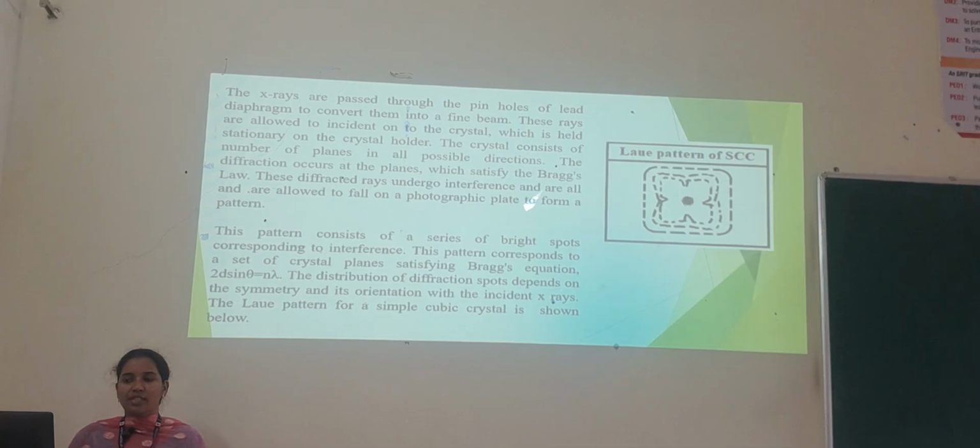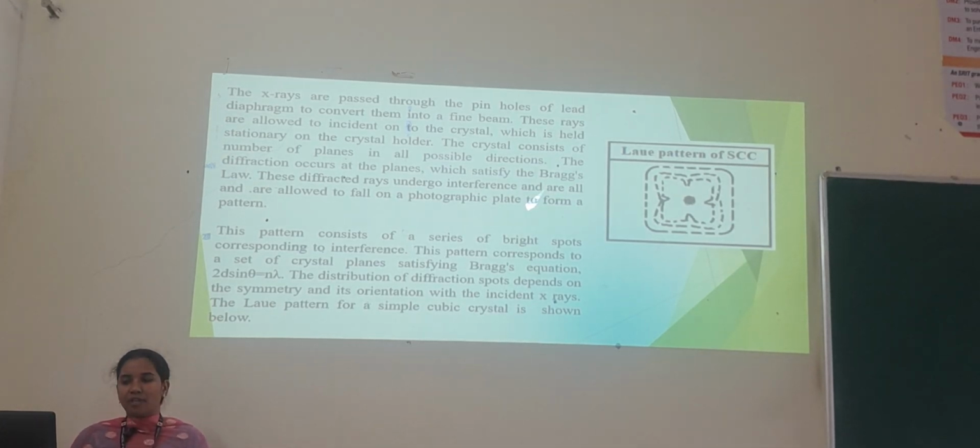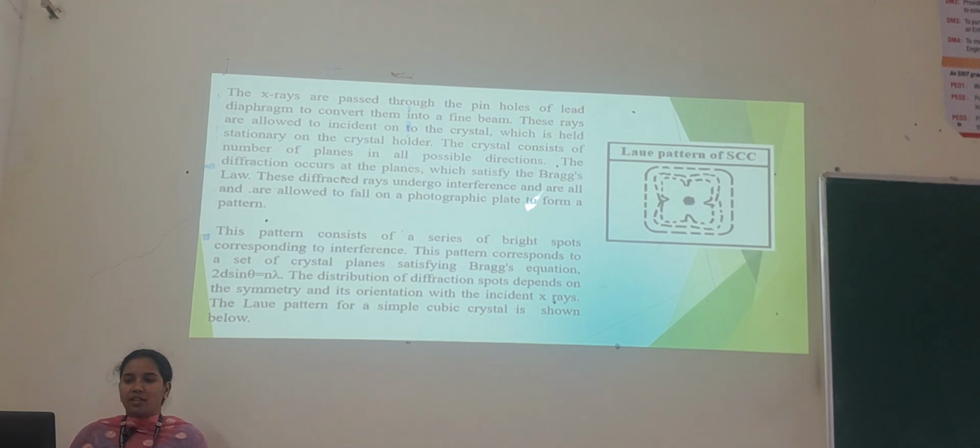This pattern consists of a series of bright spots corresponding to interference. This pattern corresponds to a set of crystal planes satisfying Bragg's equation n lambda is equal to 2d sin theta. The distribution of diffraction spots depends on the crystal's symmetry and its orientation with respect to the incident X-rays. The Laue pattern for a simple cubic structure is shown here.